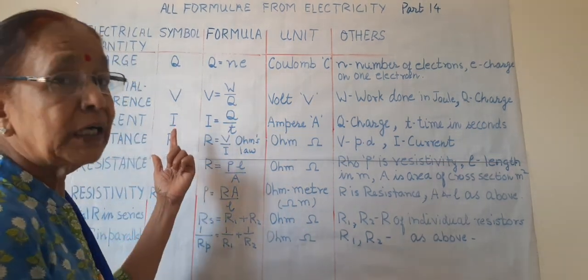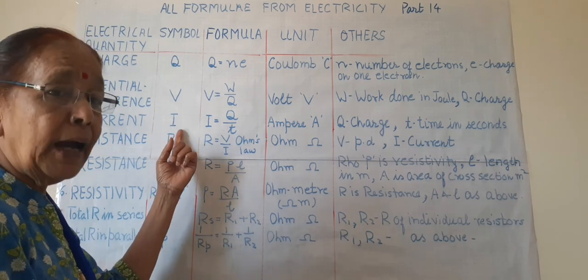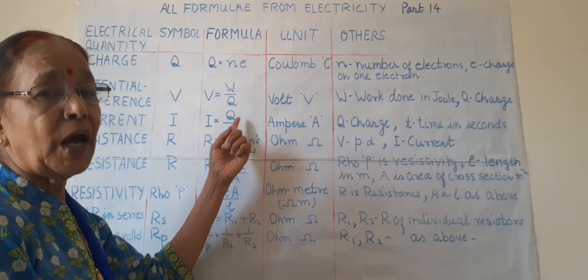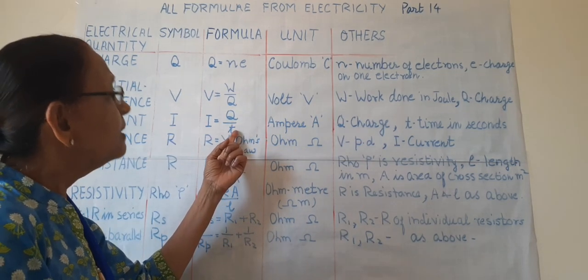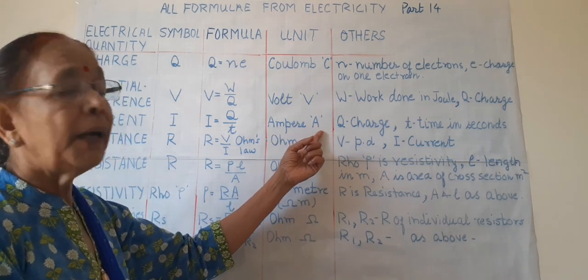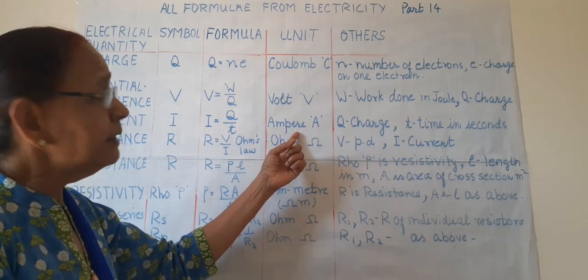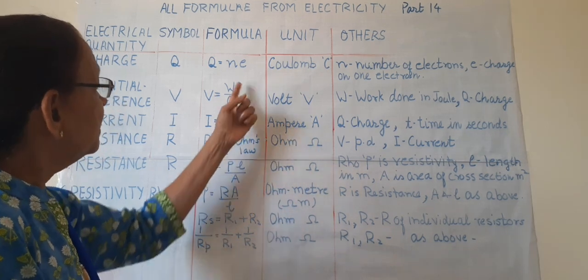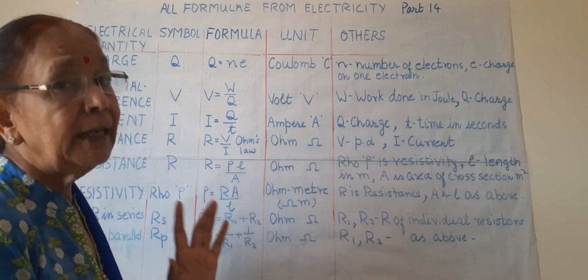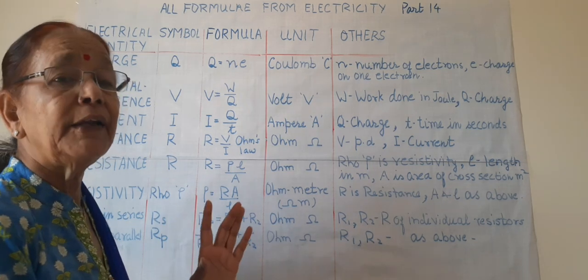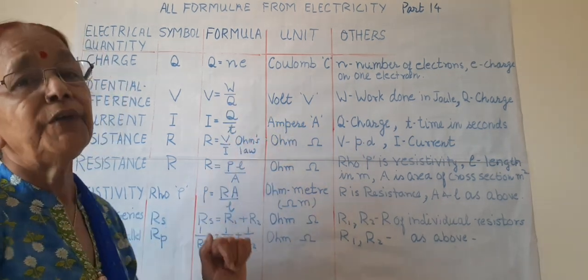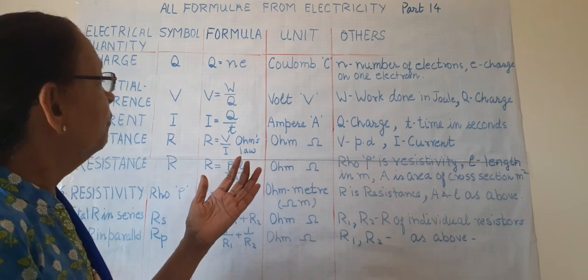The third is current. It is denoted by I, all of you know. I is equal to Q by T, where Q is charge and T is time in second. The unit of current is ampere, denoted by A after the name of the scientist, Ampere. These two formulas we use for the derivation of electric power and electric energy, and even Joule's law of heating. These two initial formulas we use to derive those formulas.